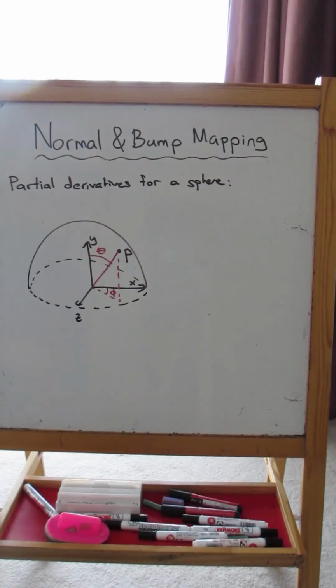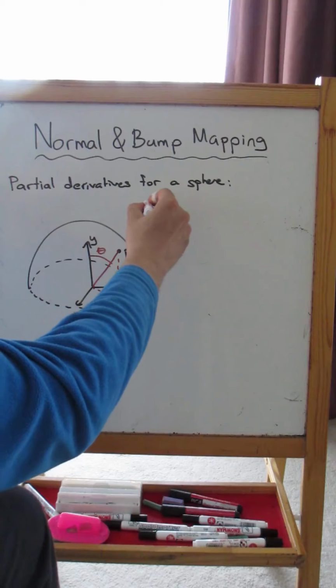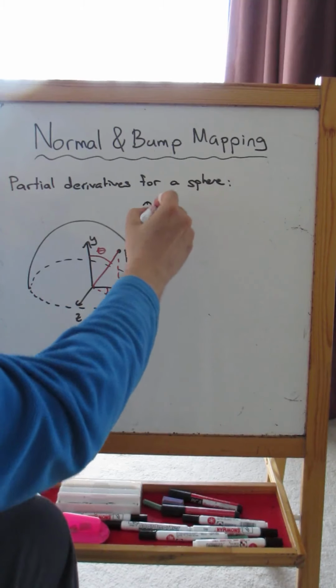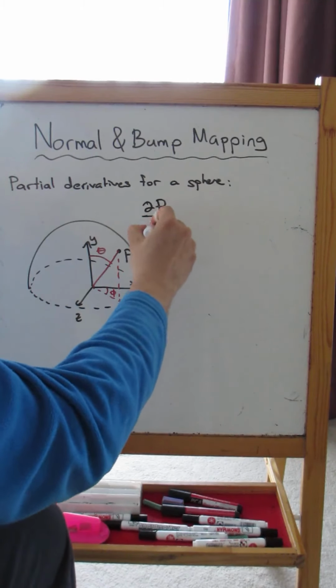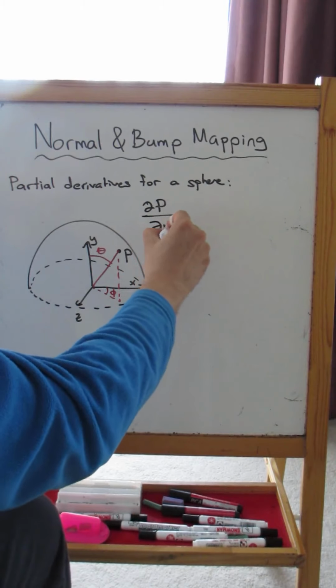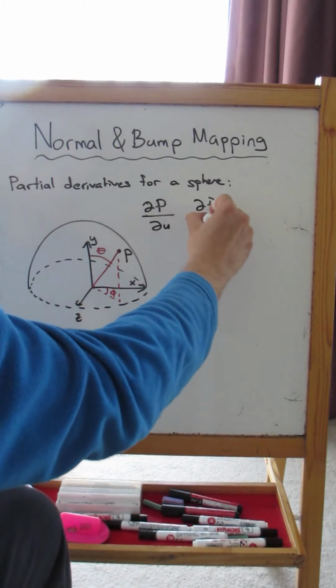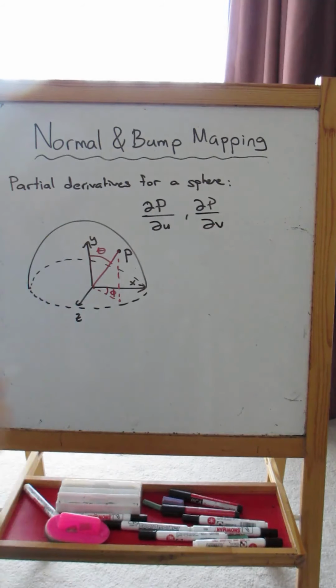Okay, so now let's talk about how we compute the partial derivatives for a sphere, because remember, we need these quantities. We need dp/du and dp/dv for a sphere. So how does the position change, basically the tangent vectors, how does the position change on the sphere as we go along the u and v vectors?